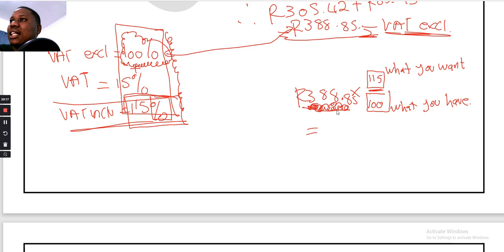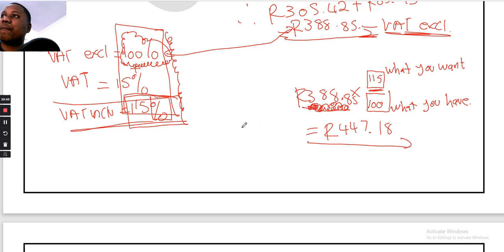Therefore, how much is it? So it's going to be 388.85 multiplied by 115 over 100, and then we get 447.18. That's how much Soli is going to pay. That's how much they are going to charge him. Okay, let's go to question number 2 now.